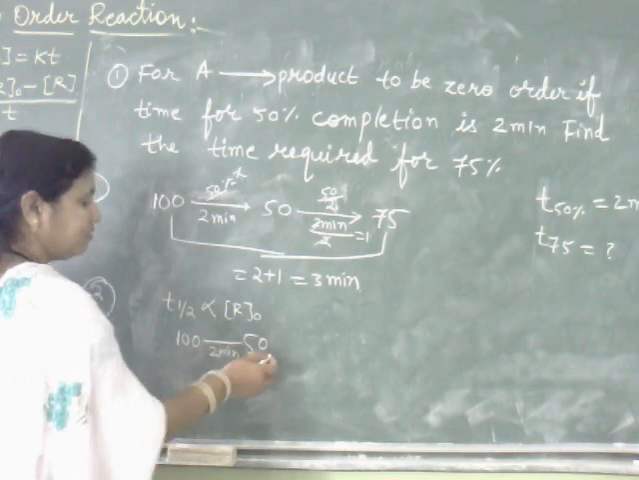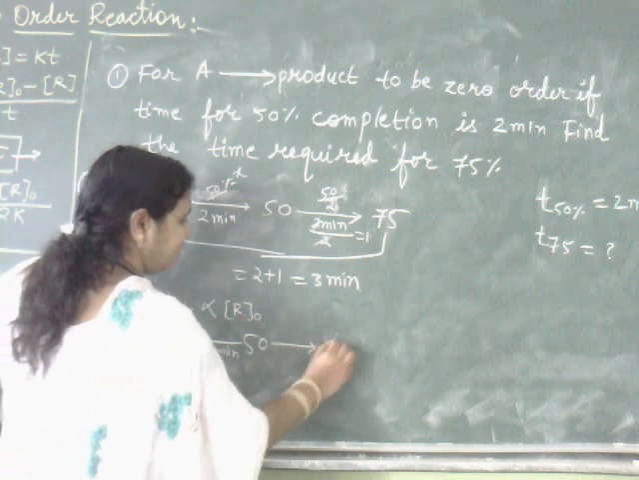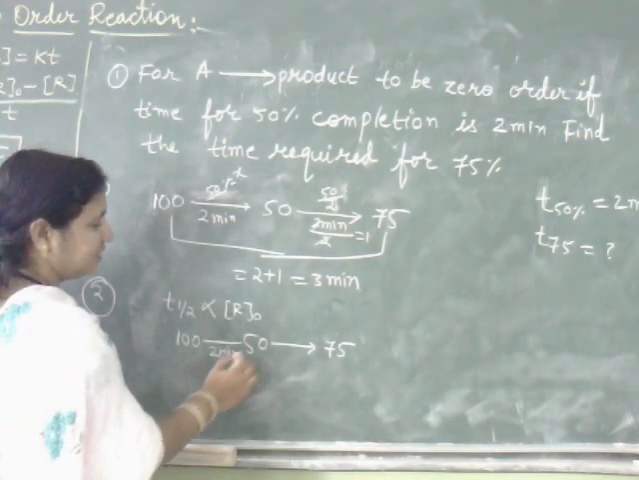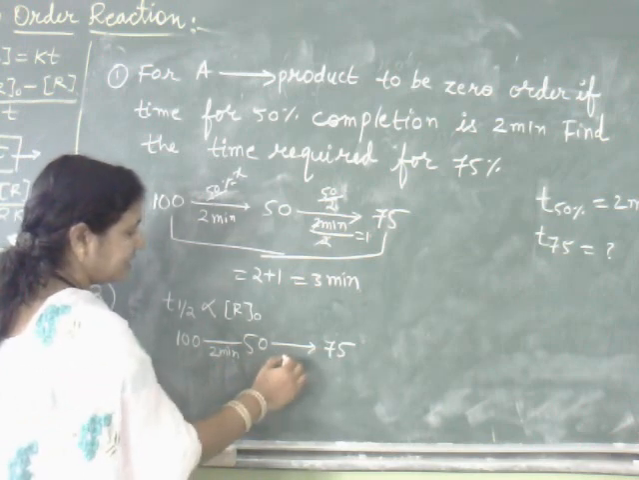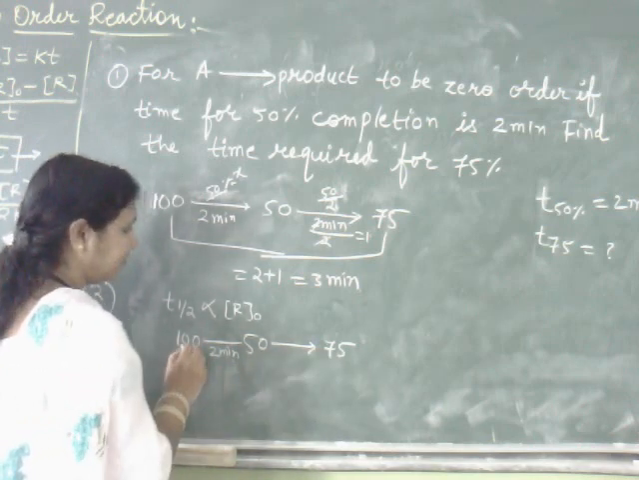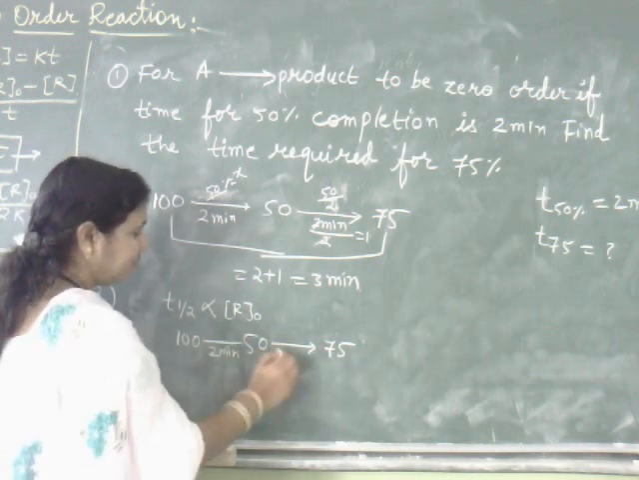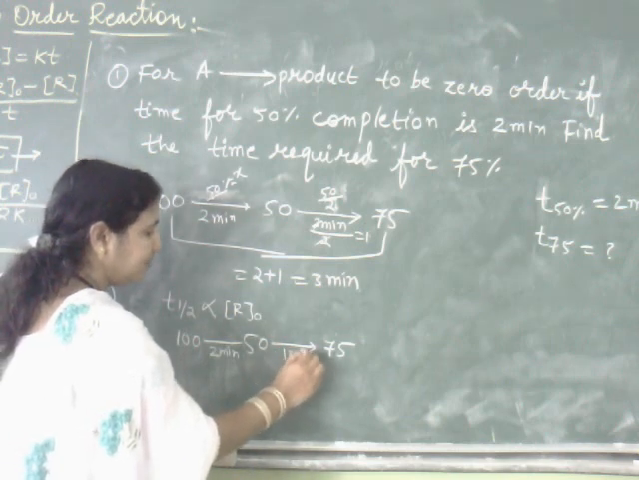The concentration is what here? Decreasing. Here it is 100 to 50. Then 50 to 75 here. So 2 minutes it is taking. So 50 to 75, it again decreases here. Concentration of the reactants from 100 to 75 decreases here. So how much should it come? Time is also decreasing. Here 2 minutes, here it will be what?